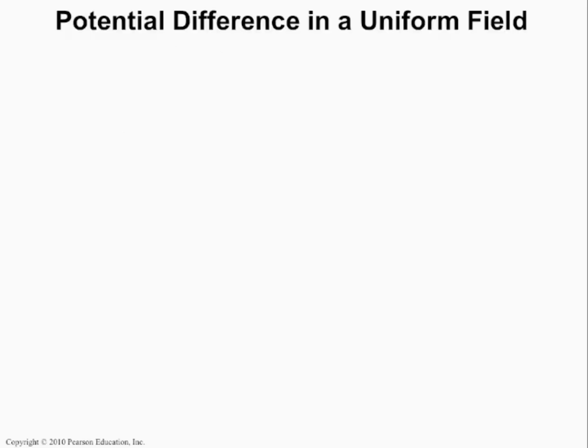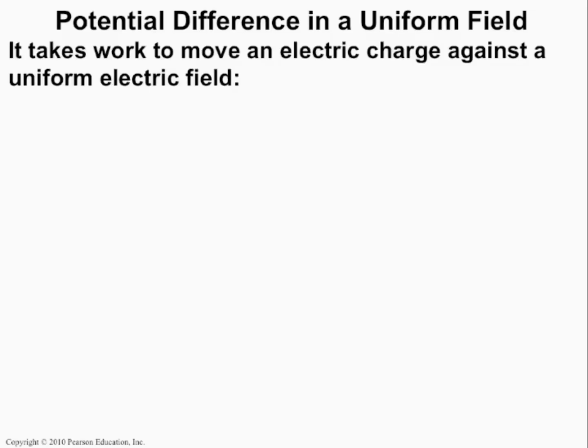Potential difference in a uniform field. All right, it takes work to move an electric charge against a uniform electric field. And we know that already because we've talked about the work that you do if you move a charge against a field. And the field itself does work on the charge if the charge moves with the field. In any case, work, as always, is force times displacement. Now, another symbol for displacement is just distance, and so we can replace the S with D. That doesn't matter, it's just a symbol thing.